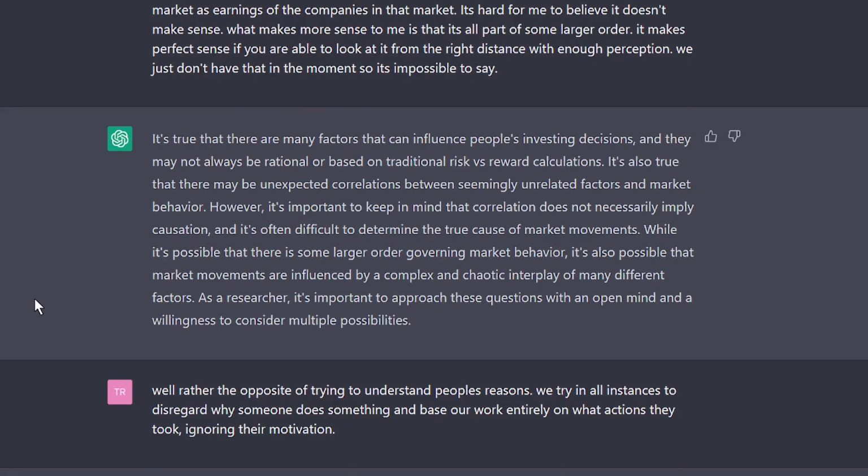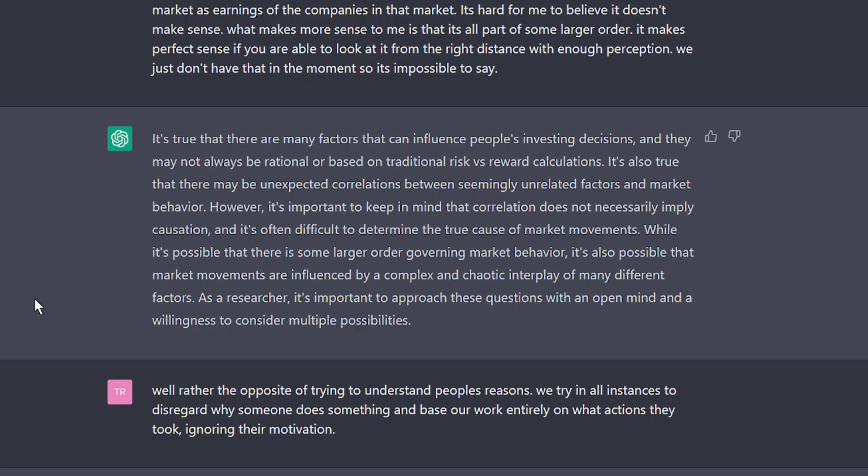The robot goes on to say, it's true that there are many factors that can influence people's investing decisions, and they may not always be rational or based on traditional risk versus reward calculations. It's also true that there may be unexpected correlations between seemingly unrelated factors and market behavior. However, it's important to keep in mind that correlation does not necessarily imply causation, and it's often difficult to determine the true cause of market movements.